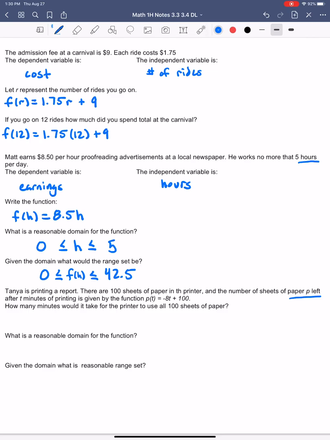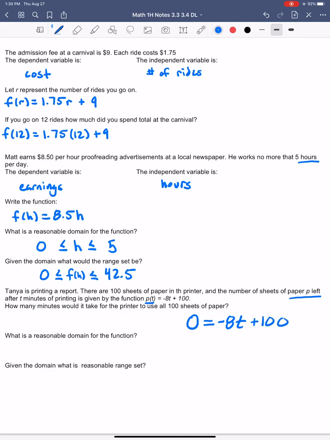So it's basically saying we're using all of that. Remember, P represents how much is left. So at that point, there would be 0 sheets of paper left, right? Because we used all 100 sheets. So I'm going to plug that in for P. That's on the left side of my equation, 0 equals negative 8t plus 100.